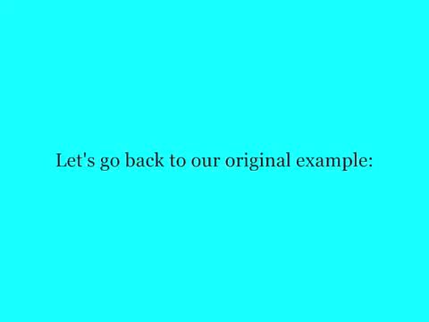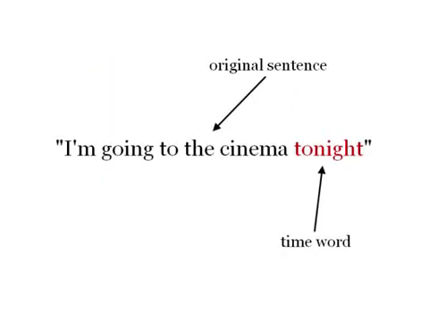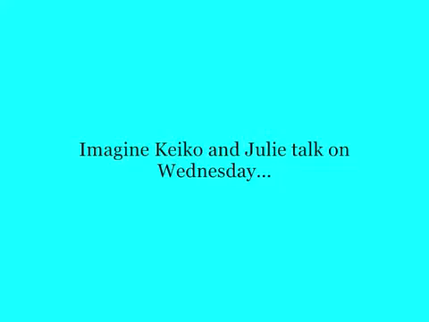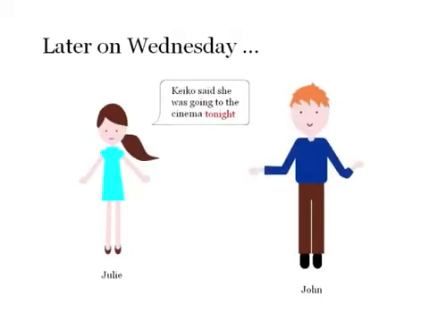Next, we need to talk about time words. Let's go back to our original example. I'm going to the cinema tonight. In our original sentence, the time word is tonight. Imagine Keiko and Julie talk on Wednesday. I'm going to the cinema tonight. And later on Wednesday, Julie talks to John. Keiko said she was going to the cinema tonight.